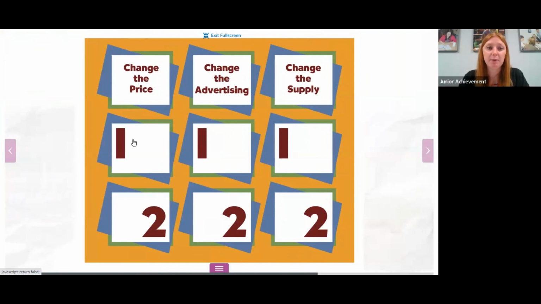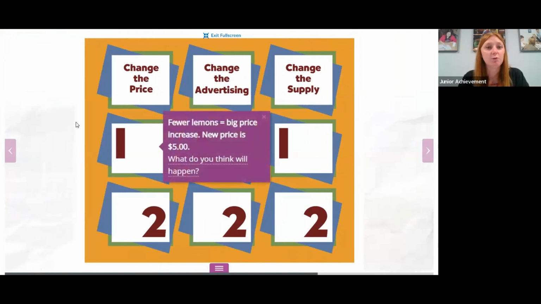I'd have group 1 come up and click on this. So fewer lemons equals big price increase. The new price is $5. So we used to sell our lemonade for $3.50. Now we're going to sell it for $5.